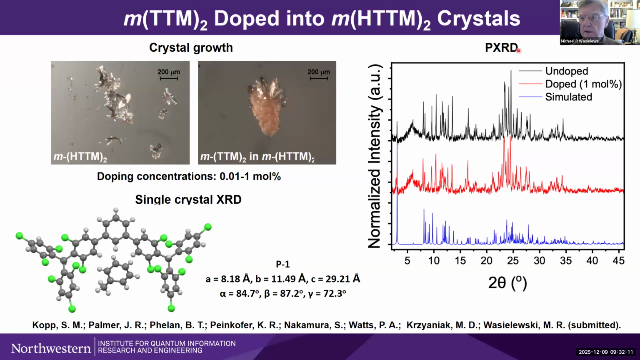Here's the PXRD of undoped, doped, and simulated PXRD from the XRD spectrum. So you just take the structure and generate what the powder pattern should be. And note the fact that they're all the same. There's no change here. So essentially, by doping the crystal even as heavily as 1 mol%, we have not really messed with its structure in a significant way. So we get really the same PXRD in this particular case.